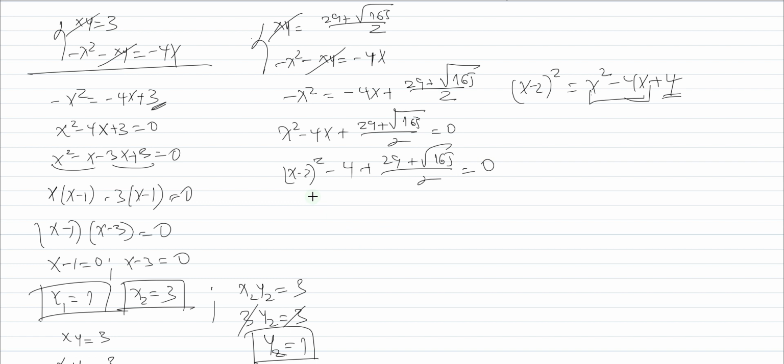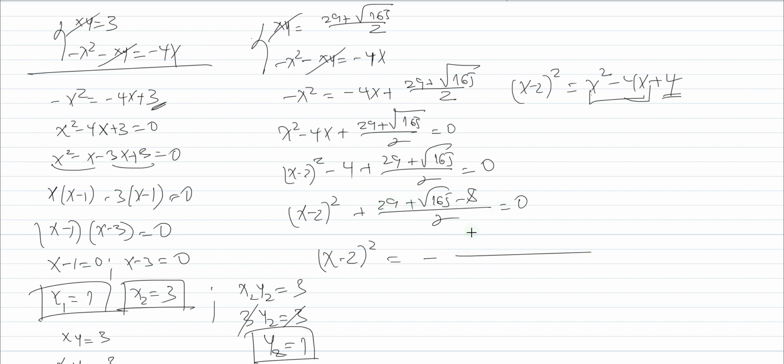So now, let's find the common denominator here. This is x minus 2 squared. I'm going to write here what's positive, 29, and plus square root of 165, this time it is minus 8, and all divided by 2, and this is equal to 0. So we're going to have x minus 2 squared equals negative, this is going to be 29 minus 8, which is 21, plus square root of 165 divided by 2.